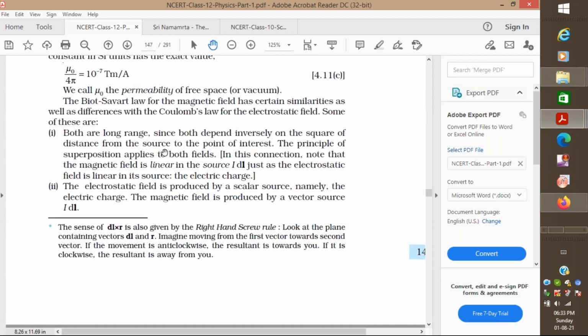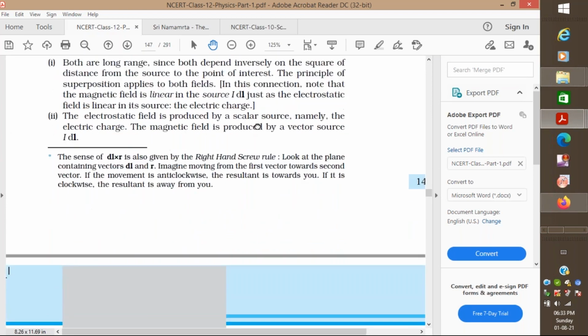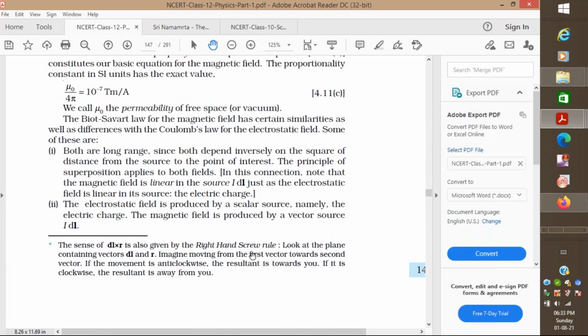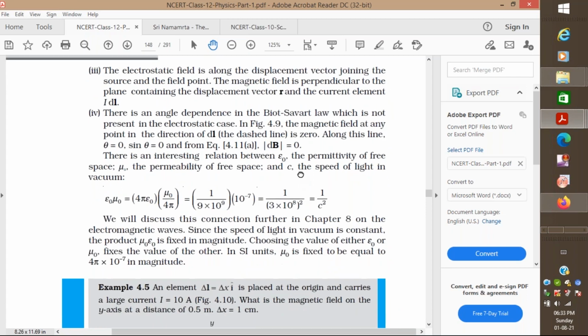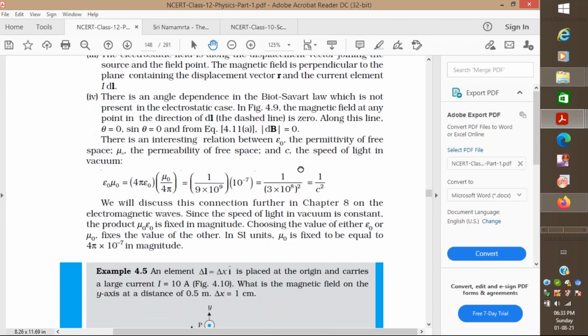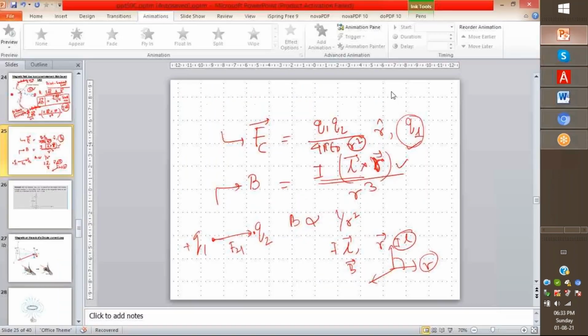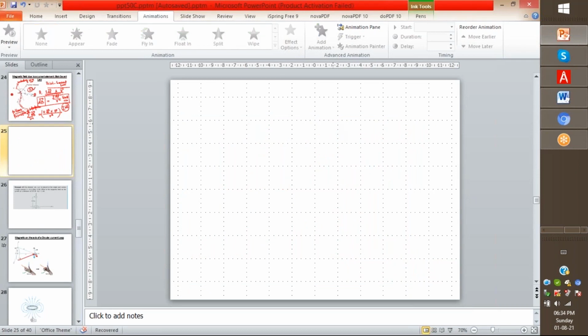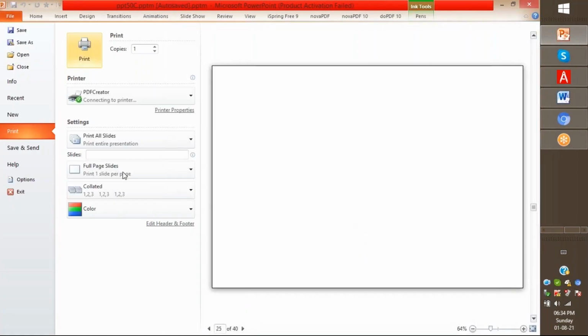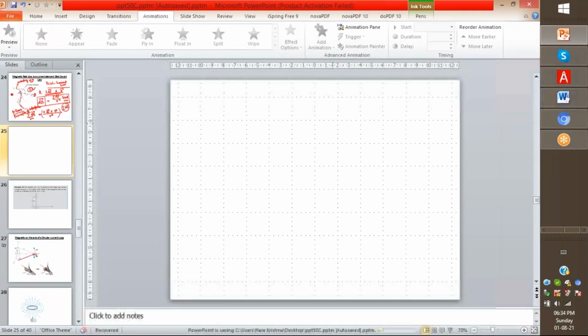So there are a few things here, the similarities and dissimilarities between Coulomb's law in electrostatics and Biot-Savart's law in case of magnetism. You just read these points. I think I have discussed those things. And one important point is the relation between mu naught and epsilon naught. There is an interesting relationship between them, which we'll be learning again in the 8th chapter, where we'll be discussing electromagnetic theory.